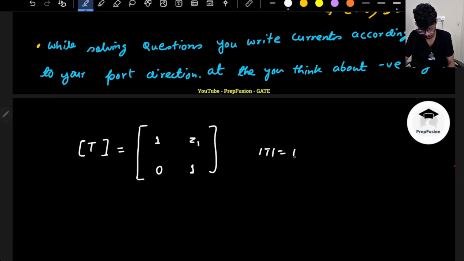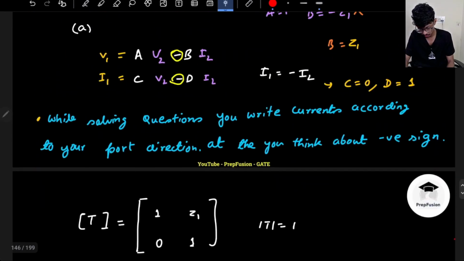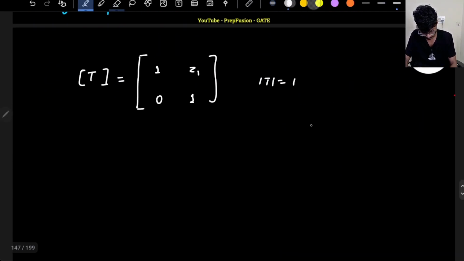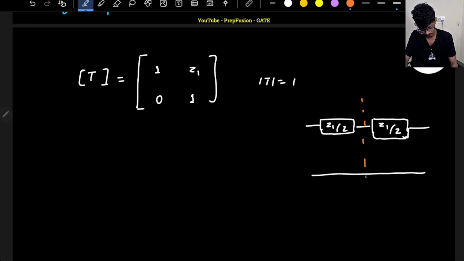The determinant of the matrix is 1, which is absolutely correct because this is a passive network, and a passive network is always reciprocal. Is it symmetrical? It is symmetrical, because if I divide this Z1 into two parts, Z1 by 2 here and Z1 by 2 here, of course it is symmetrical. On the left hand side and right hand side it is an absolute mirror image. That's why my A is equal to D.